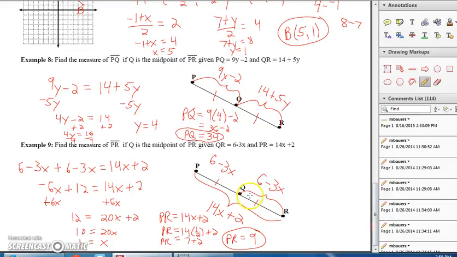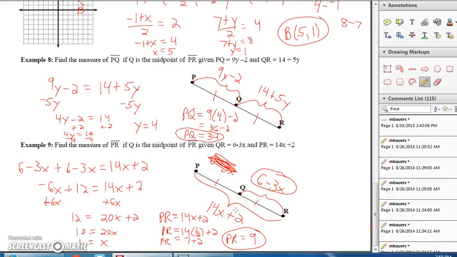9, they told me again Q is the midpoint, and they told me that QR is 6 minus 3x, and they didn't tell me what this is, and they told me that PR, the whole thing, is 14x plus 2. Well, a lot of times we see people just set these two equal, just like they did in example 8. But you can't do that. These are not equal. If I told you PR was 10 and Q was in the middle, you would say QR is 5, right? So it would go 5 plus 5 is 10. You wouldn't say 5 equals 10.